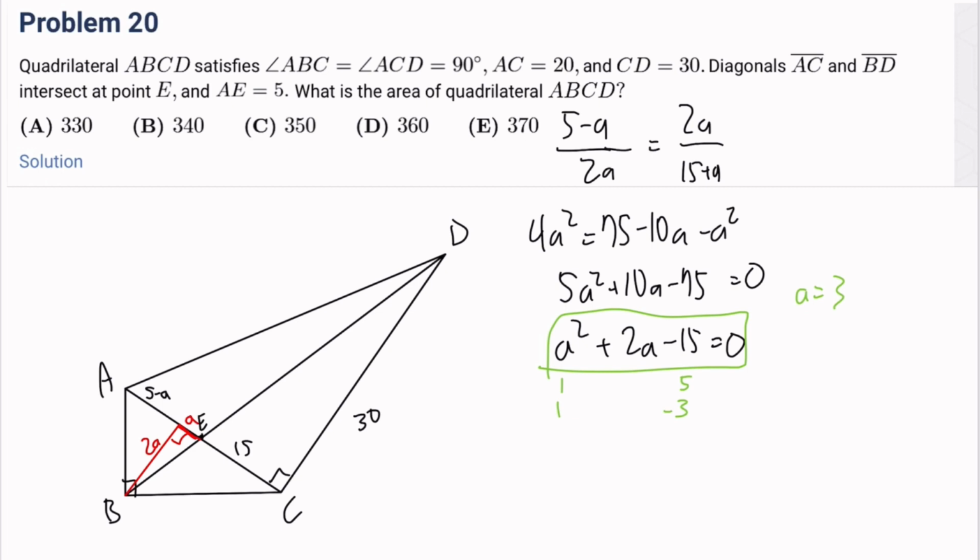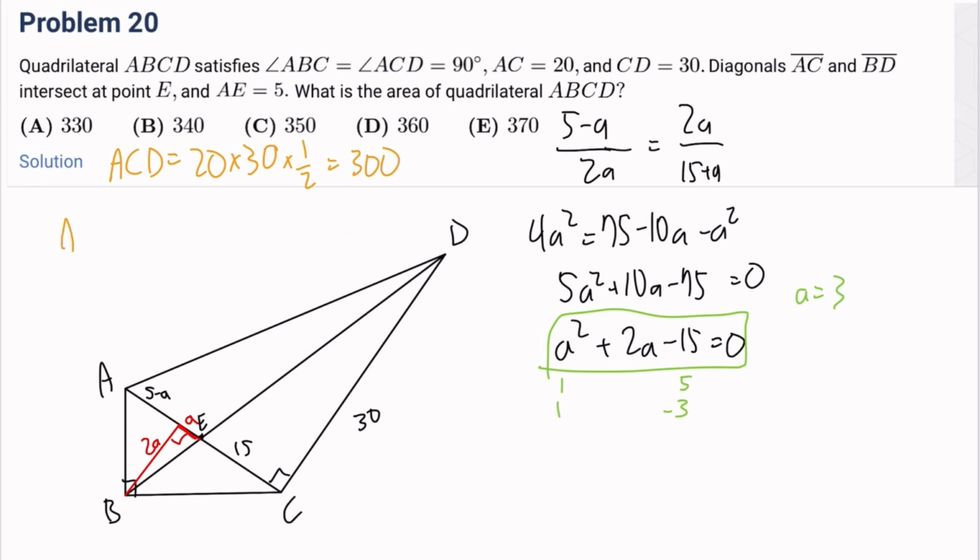And so what is the area of the quadrilateral ABCD? We can get that area since, first of all, we know the area of ACD. Let's just write that down first. ACD equals 20, that's AC, times 30, that's CD, times 1/2, equals 300. And now we know ABC.